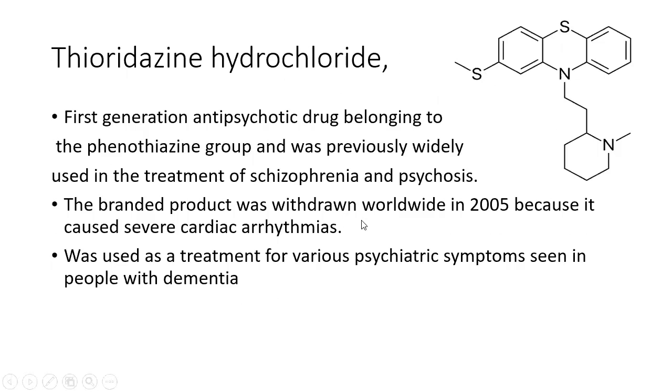This particular product was withdrawn from the market in 2005, mainly because it causes severe cardiac arrhythmias. Arrhythmia is nothing but improper rhythm of the heart. Because of the side effects, its use is restricted. It can also be used in the treatment of various psychiatric symptoms seen in people with dementia. Those who are having memory loss and so on, in such people it can be used for the treatment of psychiatric symptoms. So that is the use of thioridazine.